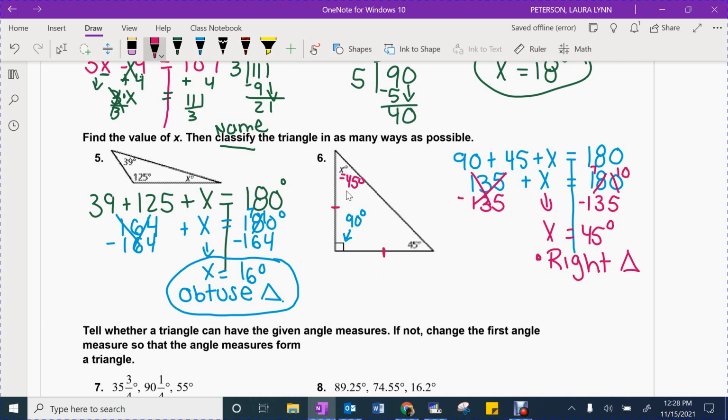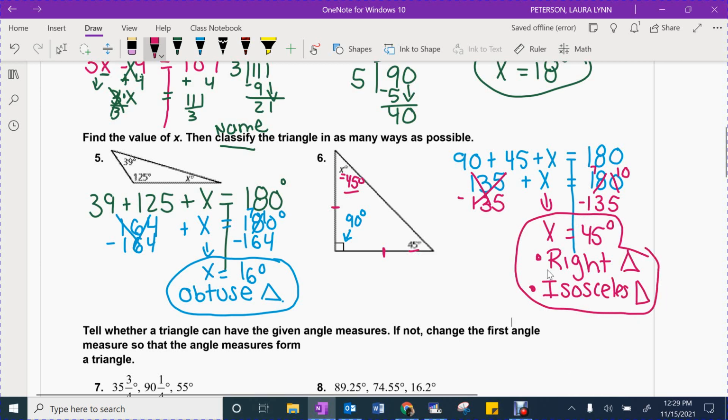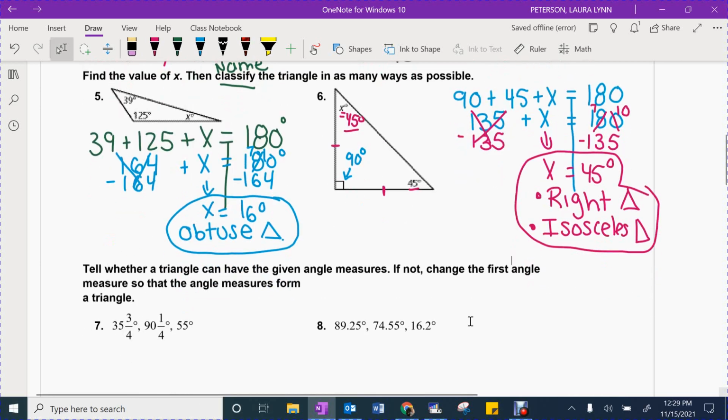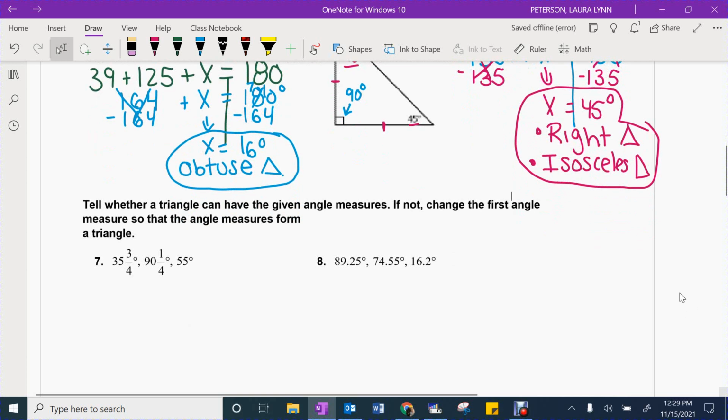What I also notice is that we have two angles that are the same. We have two 45-degree angles. Well, when you have two sides that are the same and two angles that are the same, this is called isosceles. So this triangle actually has two names. It's a right isosceles triangle. It's important you know those names of all those triangles from section 5.2.